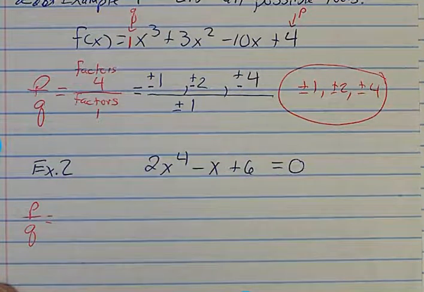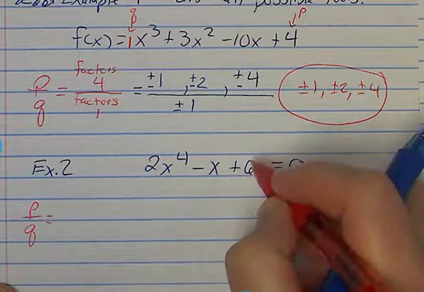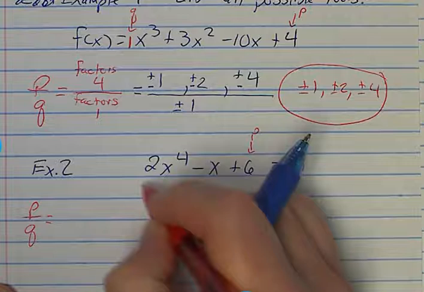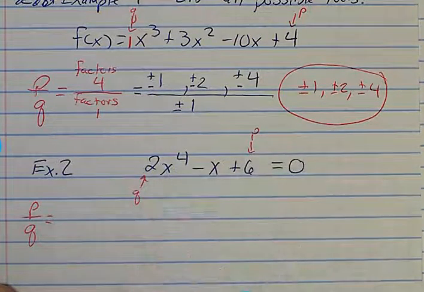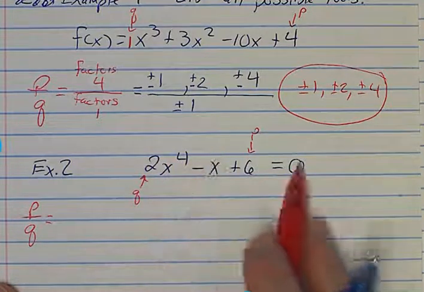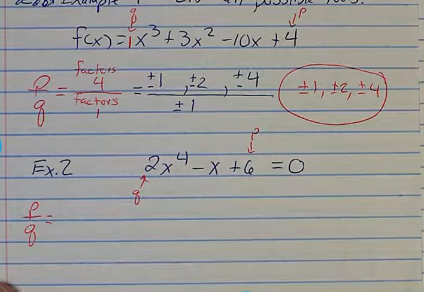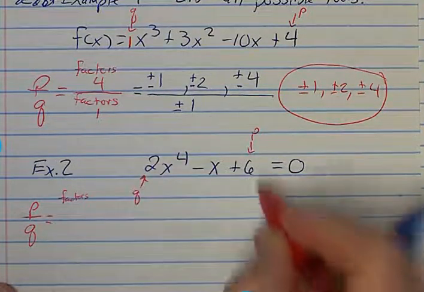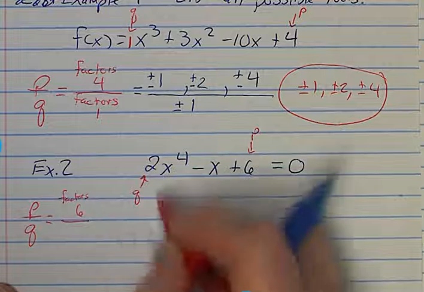And again, we're going to do p over q. And p is always the last number that's by itself. Q will always be the first number. And the biggest thing is make sure it's in descending order, so it's back in standard form like we were doing back in section 1. That it's written so you've got your highest power first, and then you just keep going in descending order from there. So it's the factors of 6 over the factors of 2.